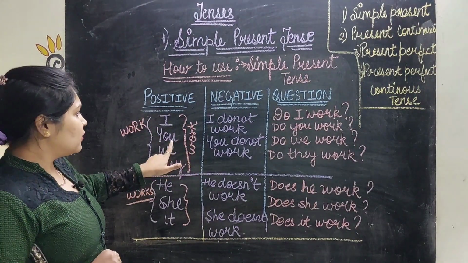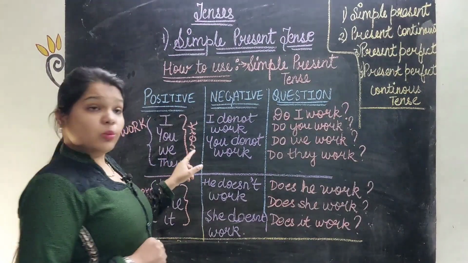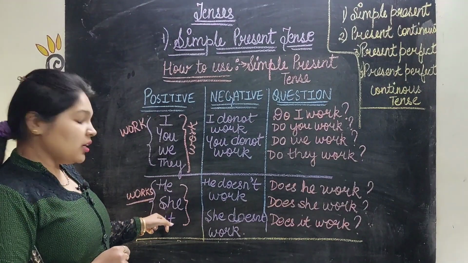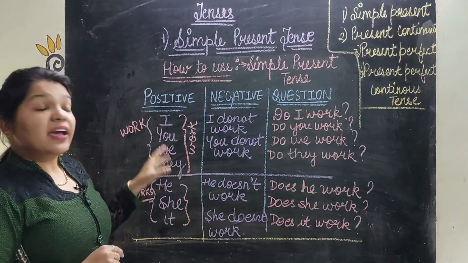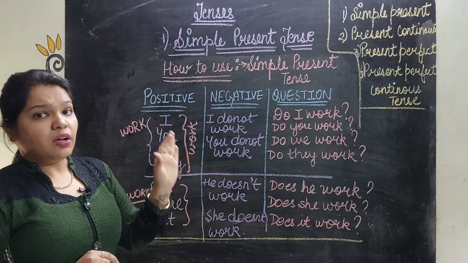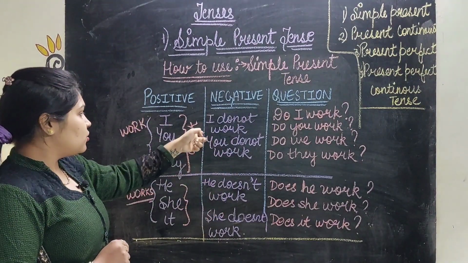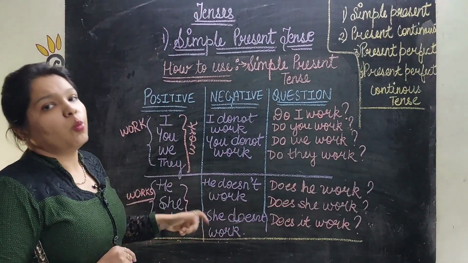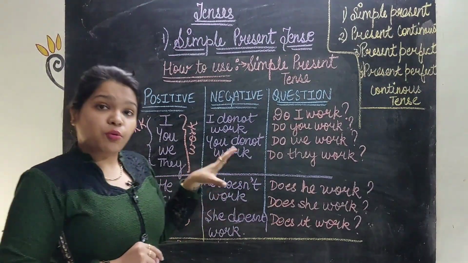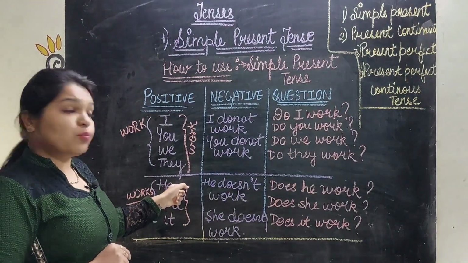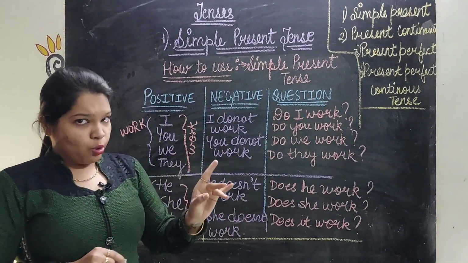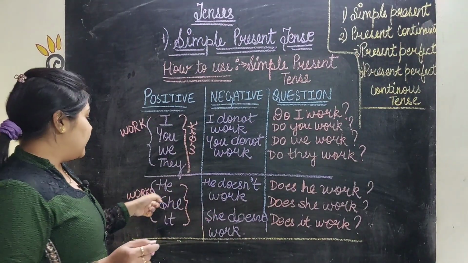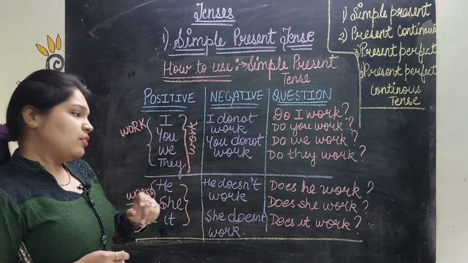I work, you work, we work and they work. When I am using he, she, it, then I'll just add s to the work, to the verb. He works, she works, it works. It is a grammatical rule. It's not that he is a plural, so I'm adding s. No, just don't get confused. It's just a grammatical rule that if we are using he, we'll use s.